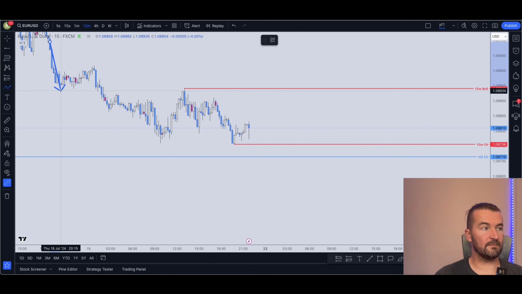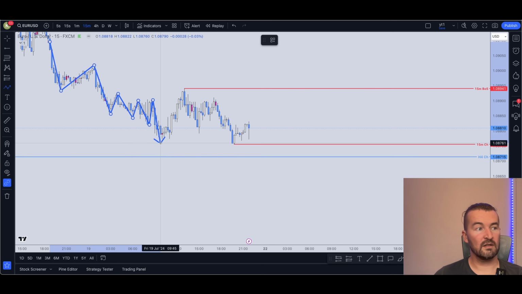So we've had a press down. So BOS was down here and we had a pullback. And then we BOS down again, we had a pullback. Then we BOS down again, and then a pullback. Then BOS down again, pullback, BOS down again.